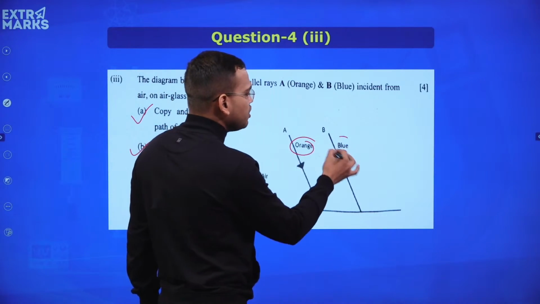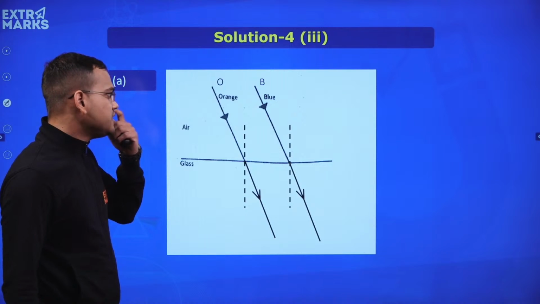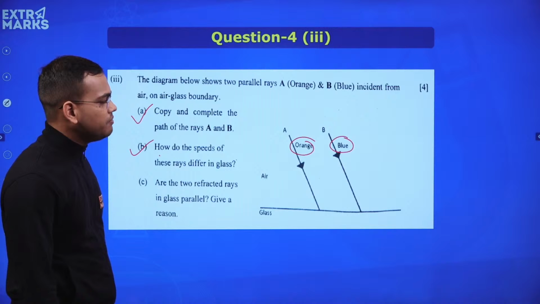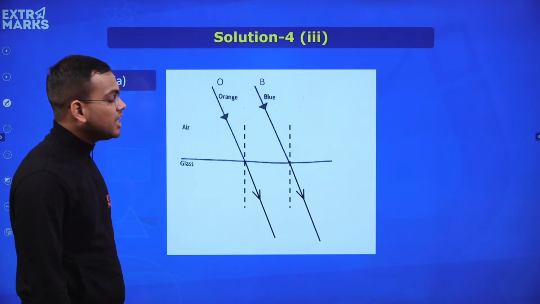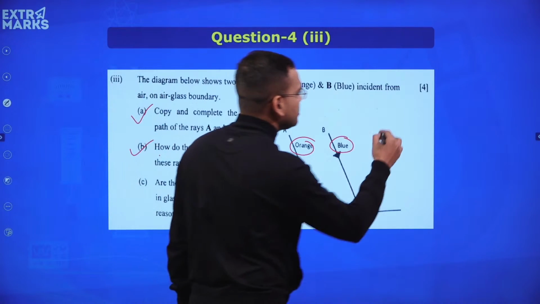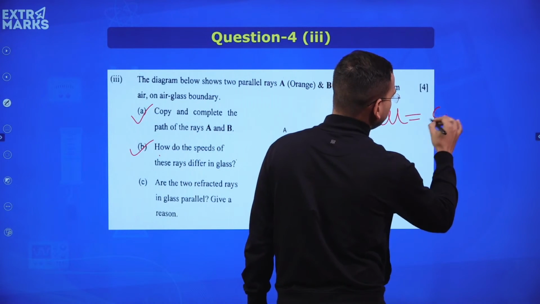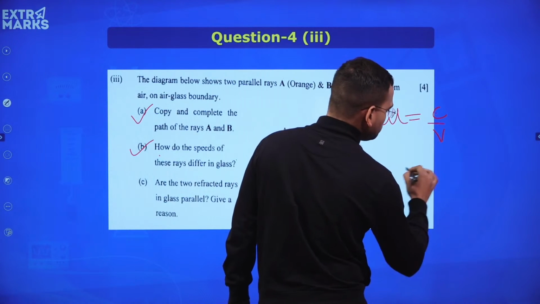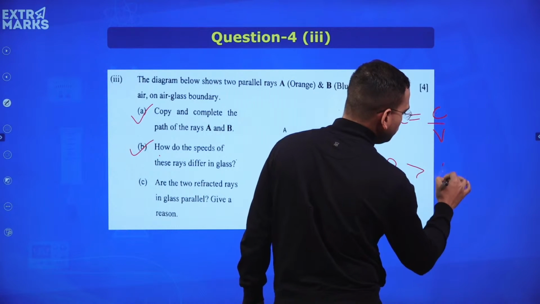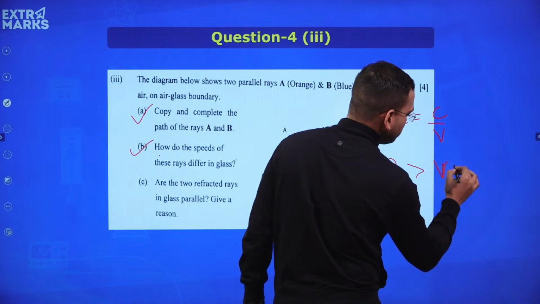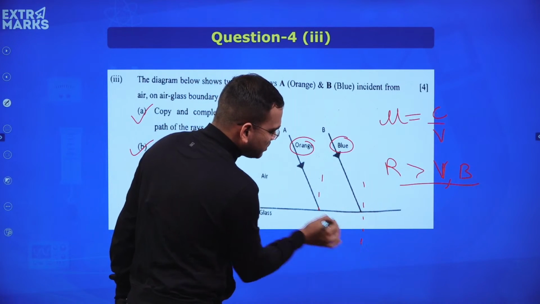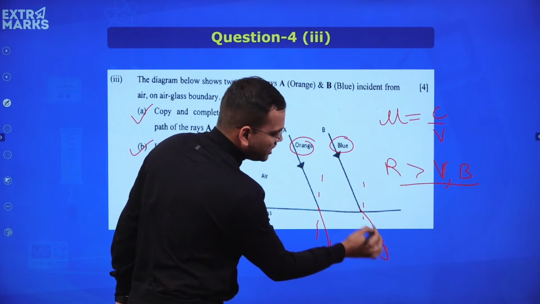So one is orange and one is blue. Understand, this is the orange color light and this is the blue color light. Now copy and complete the path of the light rays A and B. Orange color light will be deflecting to a lesser extent and blue color light is deflecting to a greater extent. Okay, let's understand. The speed of red color light is more. Red is greater than blue, violet, or something like that. So if orange color light is moving like that, it is refracting like this, but to a lesser extent, as I can see.